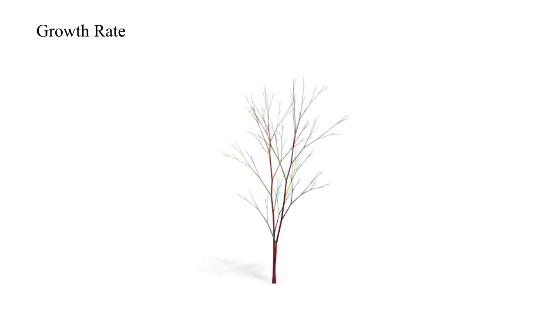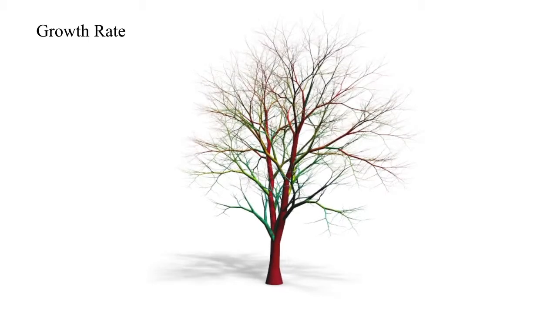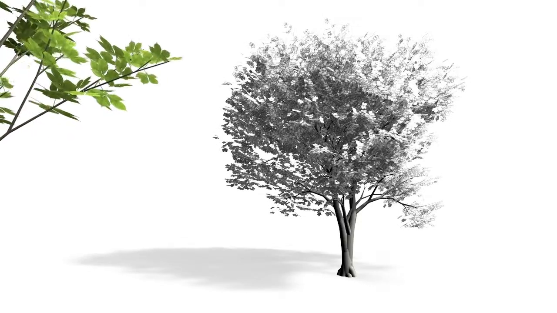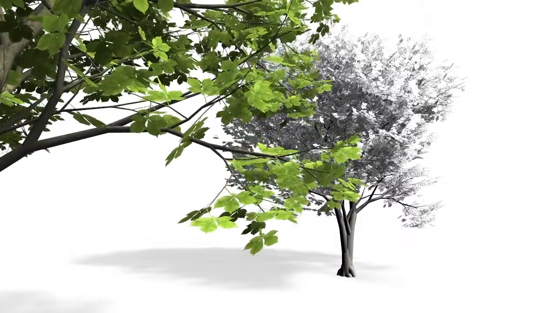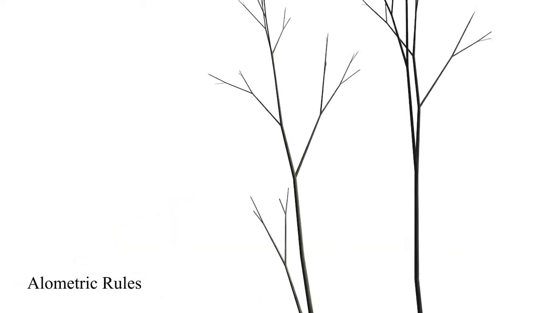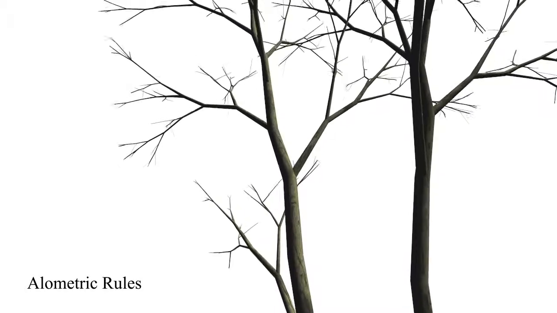Red indicates the fastest growing segments. In addition, we have to interpolate branching angles to account for tropisms and mechanical stress when the tree grows. The animated tree is recomputed following allometric rules to determine the branch radii.